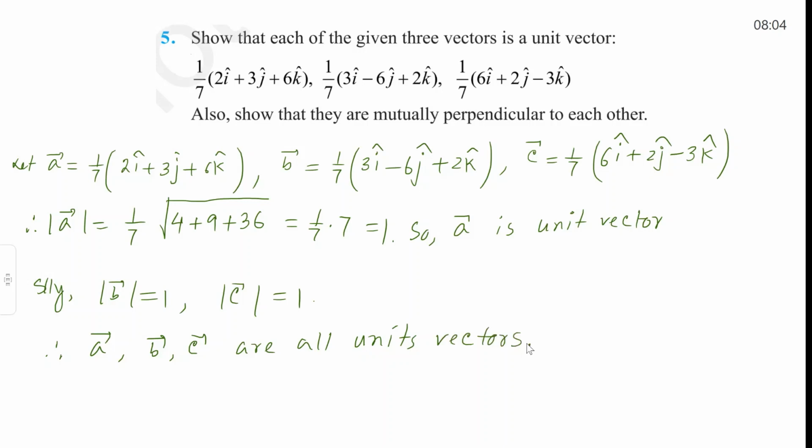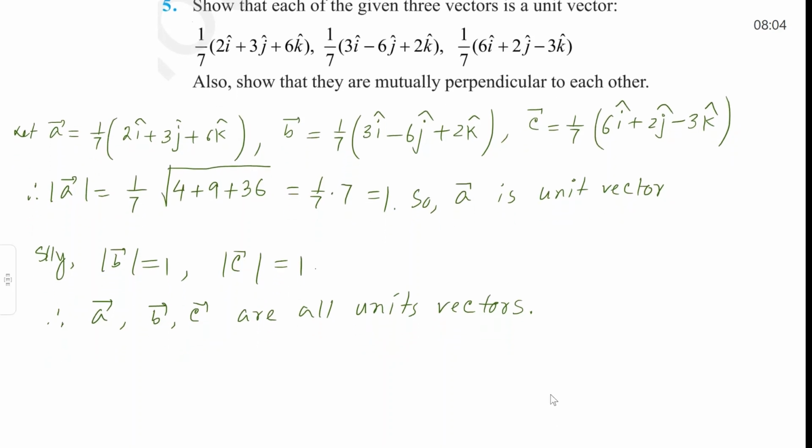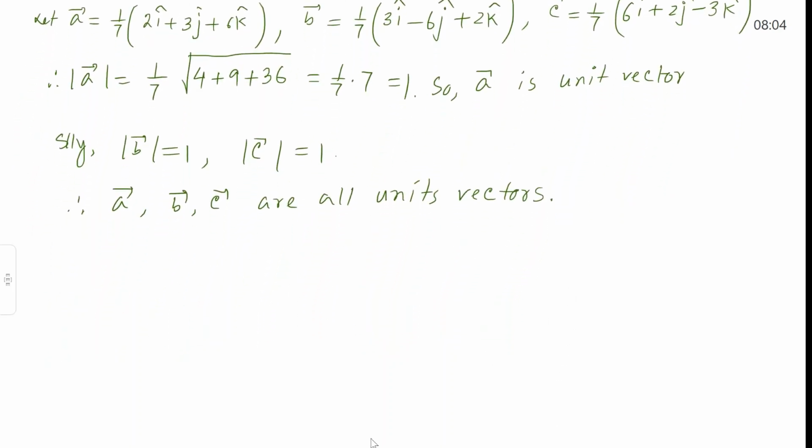The second part asks us to also show that they are mutually perpendicular unit vectors. To show two vectors are mutually perpendicular, you just have to show that the dot product of the vectors is equal to 0. So first see what is the dot product of A and B. A bar dot B bar. If we get the dot product of A and B equal to 0, then we can conclude that the vectors A bar and B bar are perpendicular.